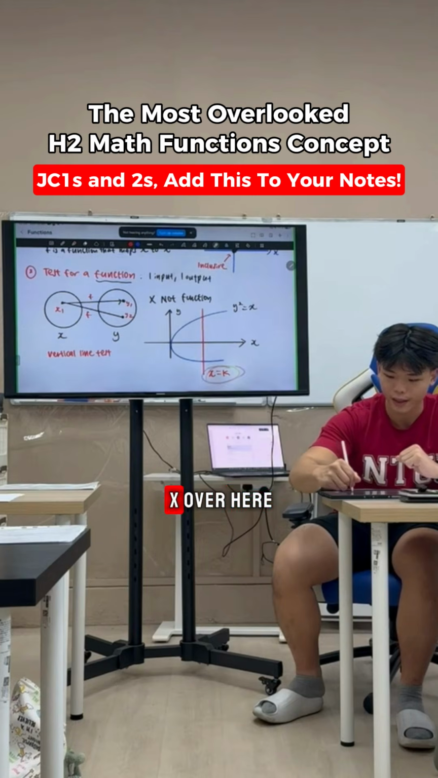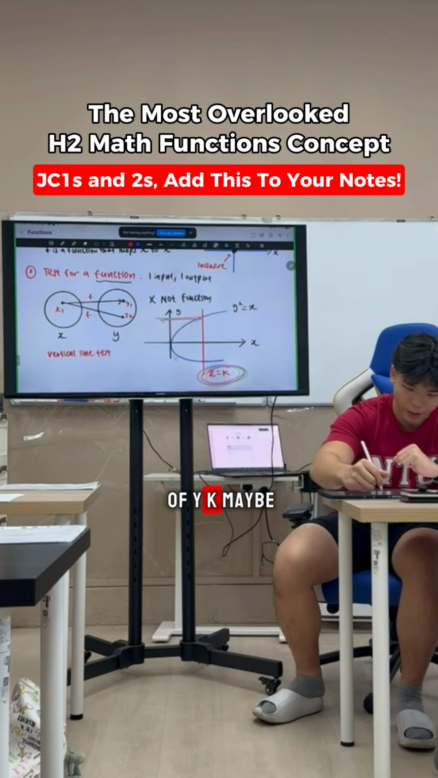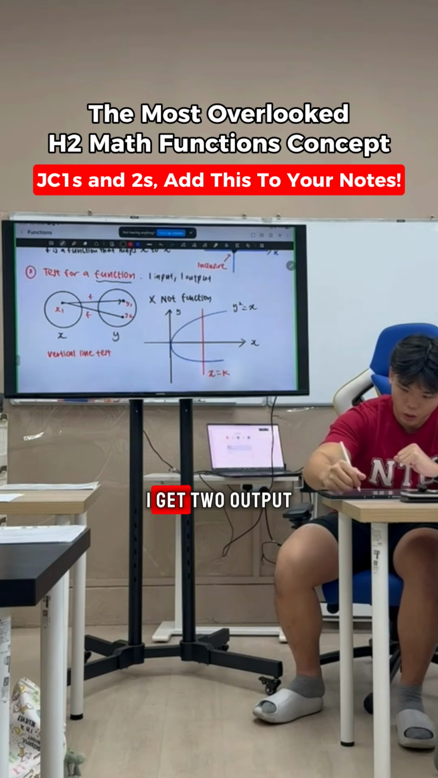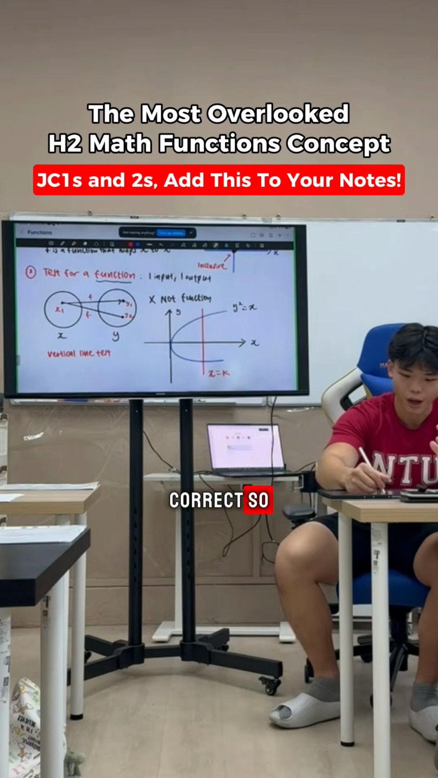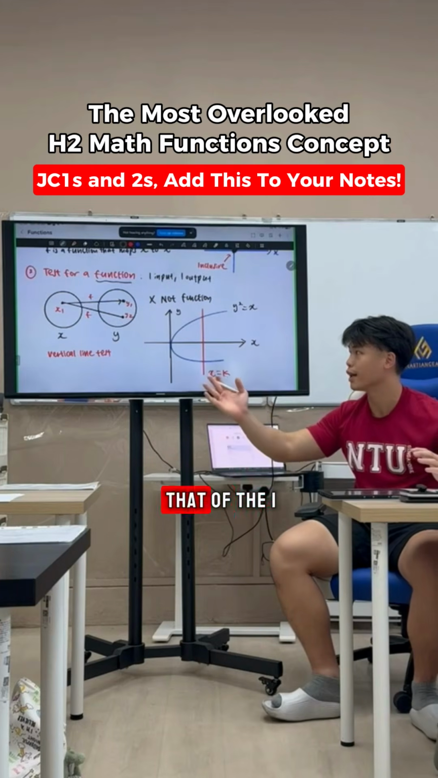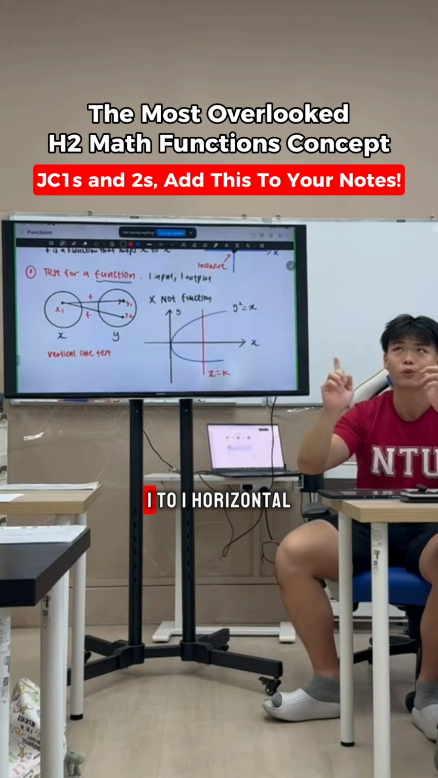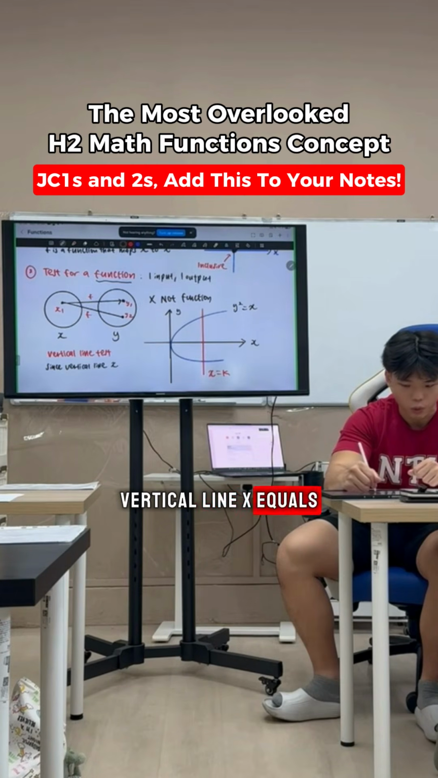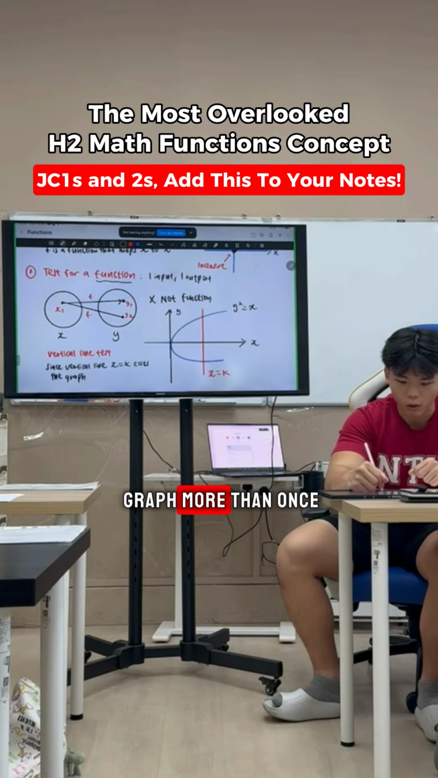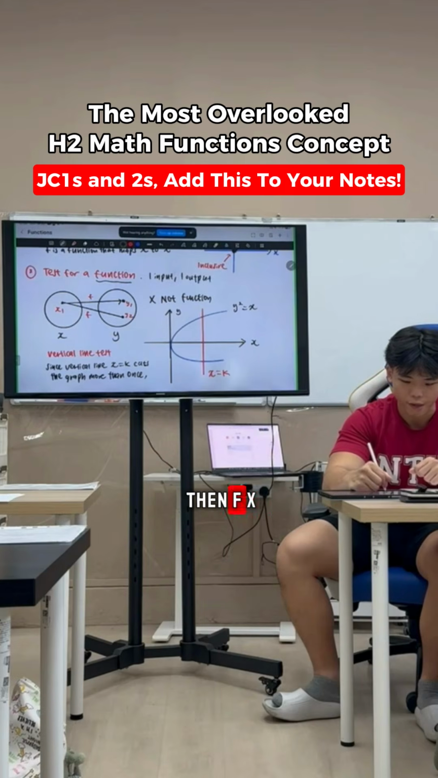for an input of x over here, I get two values of y. Maybe I extend this y-axis a bit more. I get two output values of y. One input, two outputs. Therefore, not a function. Correct. So our written explanation will be very similar to that of the one-to-one horizontal line test: since the vertical line x equals k cuts the graph more than once, then f(x), I mean, this is not a function.